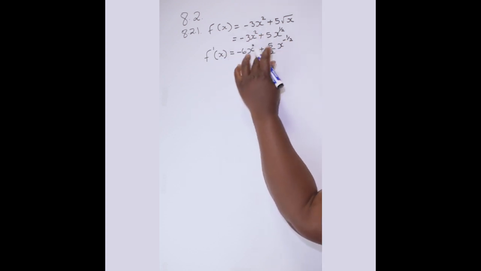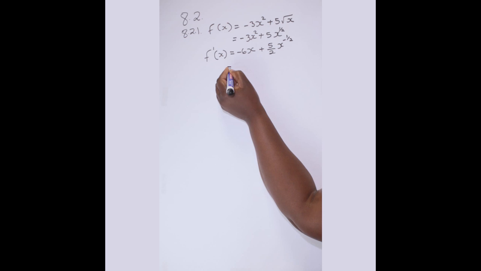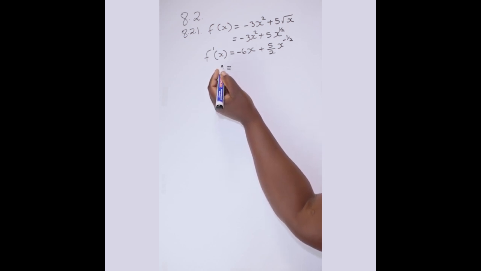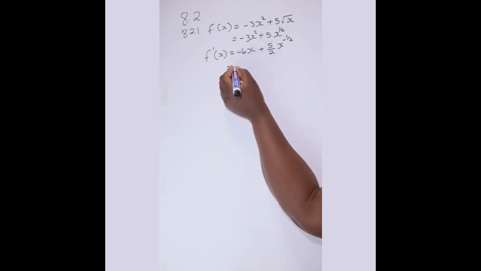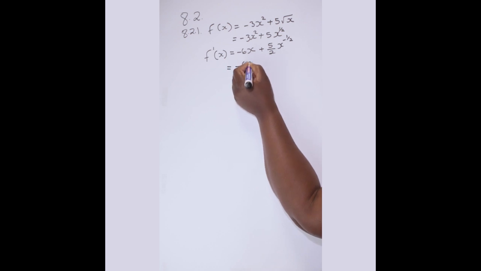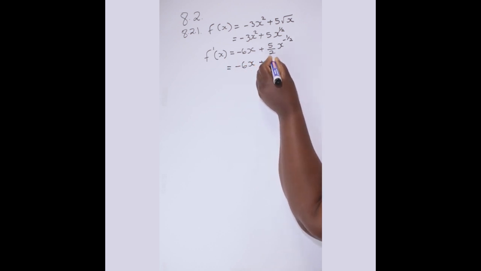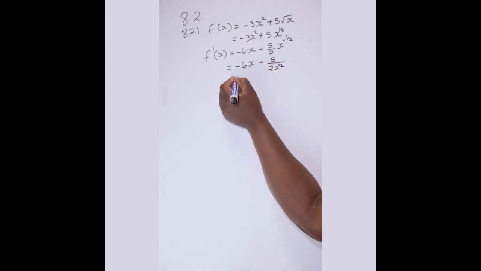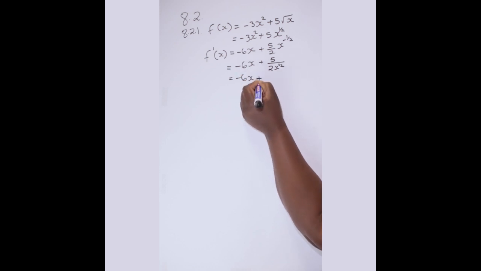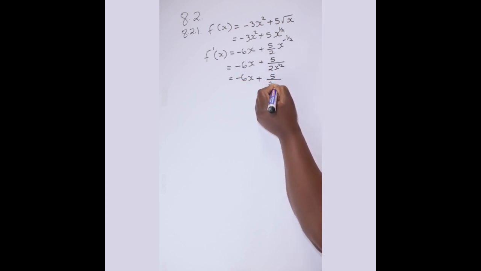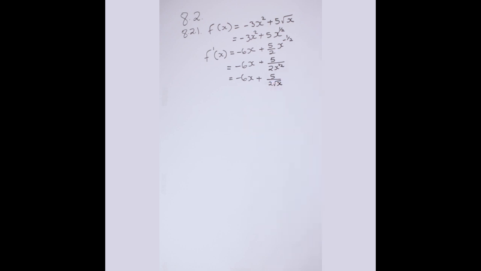If they ask you to write it with a positive exponent, which in this case was not asked, you can go on and fix this. In other words, you're going to put your x at the denominator, and you have 2x to the power 1 over 2, or you can rewrite it as 5 divided by 2 times the square root of x, and you will get your 3 marks.